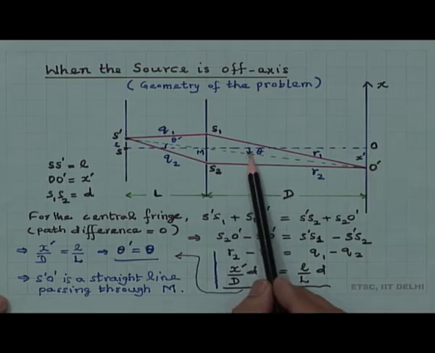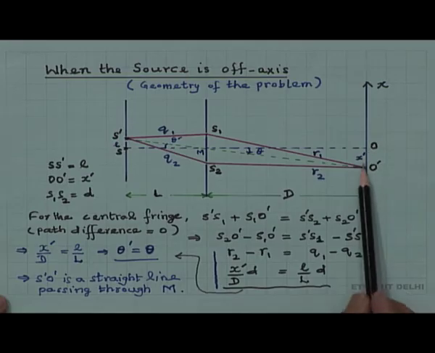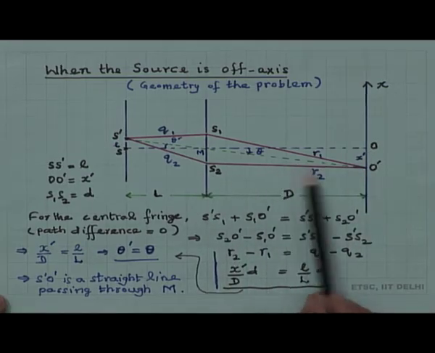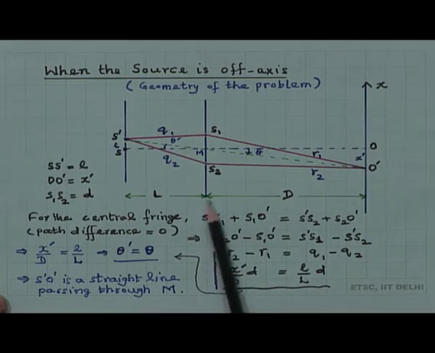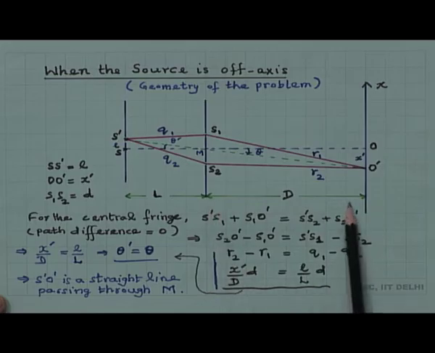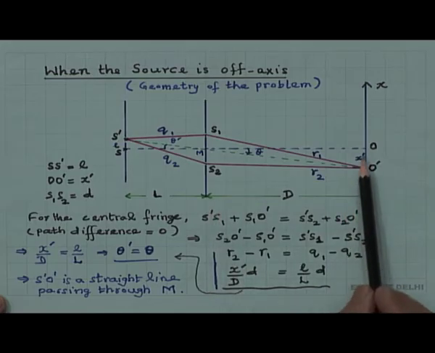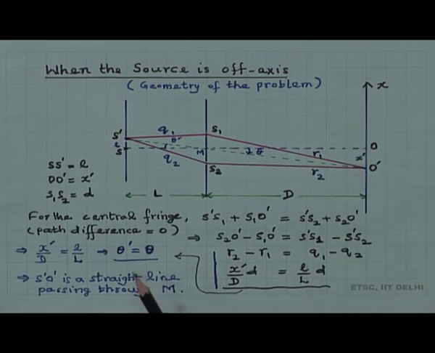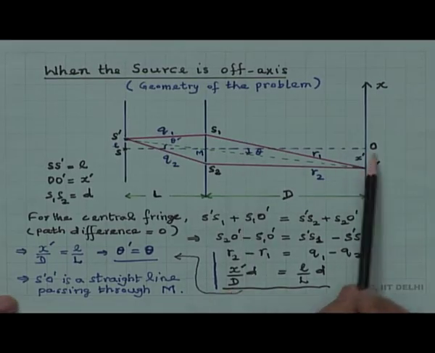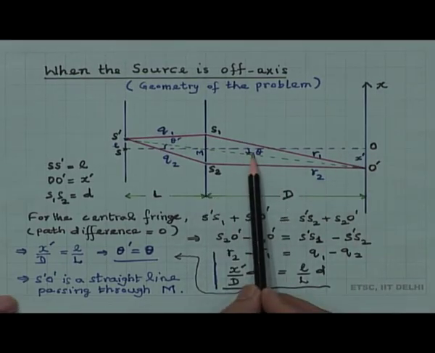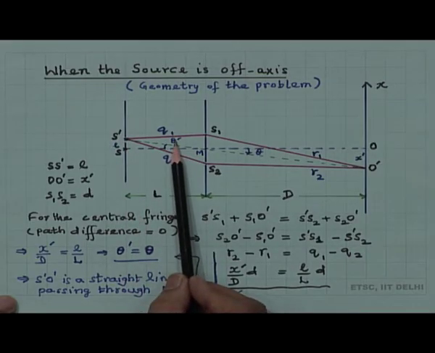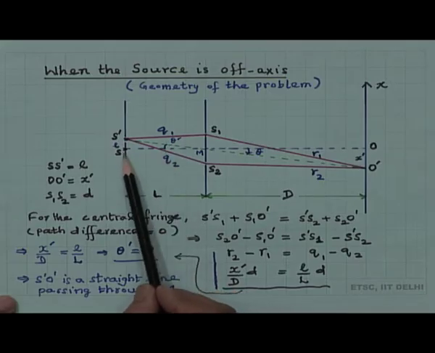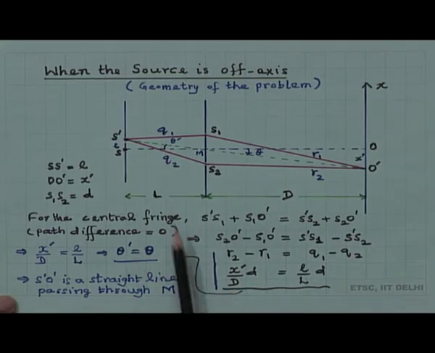x dash by D is this angle theta, tan theta is equal to x dash by D. Tan theta of course is very small here, because the fringe shift is much smaller. D is of the order of 100 centimeters, 1 meter, and the fringes are only moving a few millimeters or so. So x dash by D is very small, but even if we do not make the approximation it is valid, because x dash by D is tan theta and l by L is tan theta dash here. I have shown theta dash here, this angle, tan theta dash, and they have to be equal.